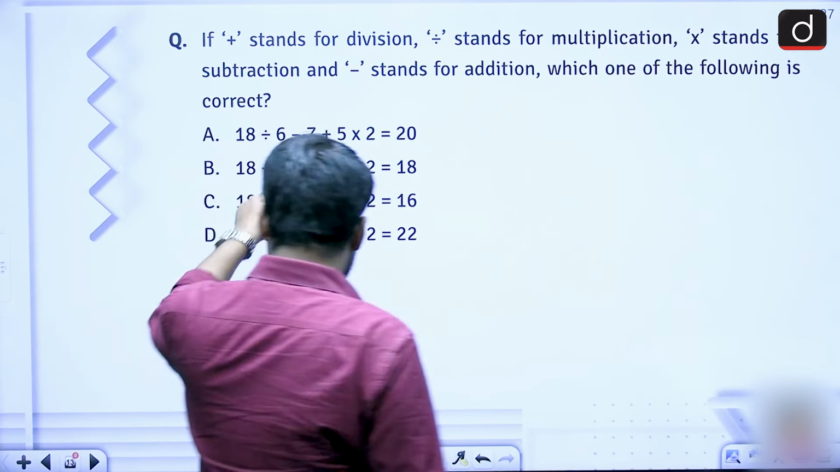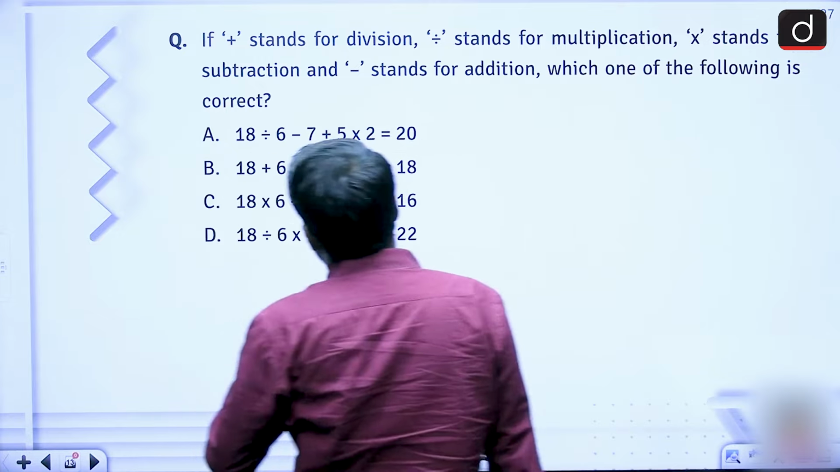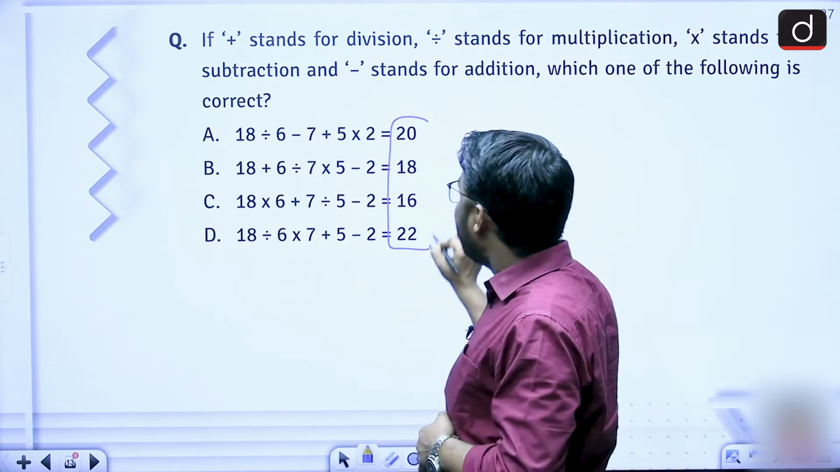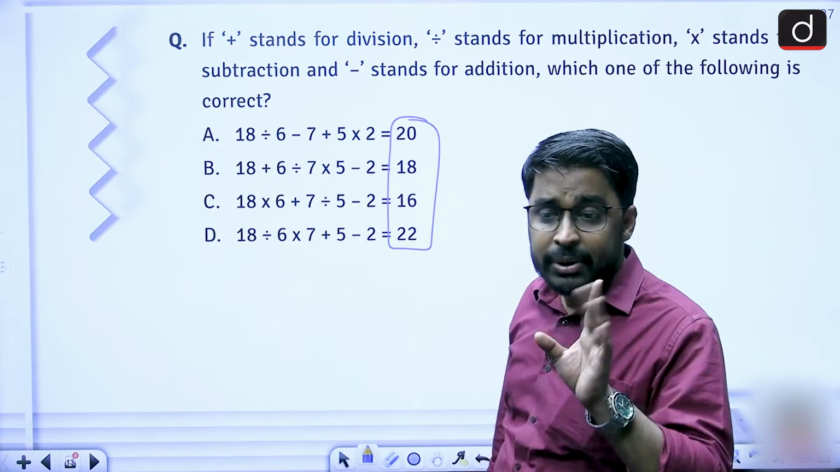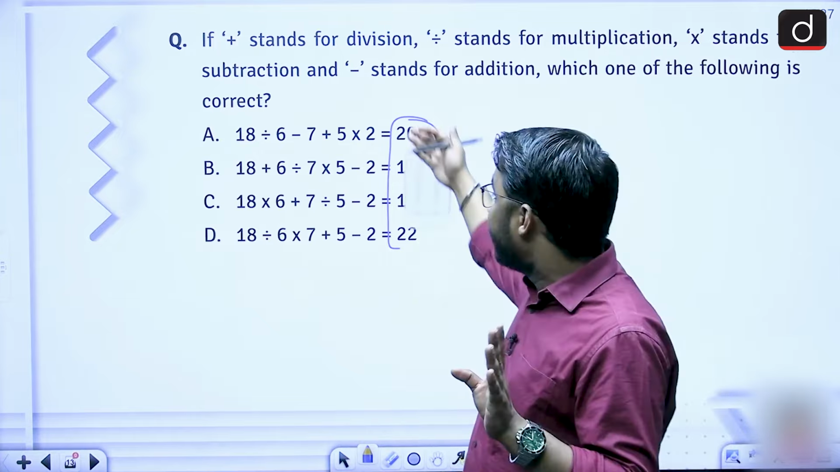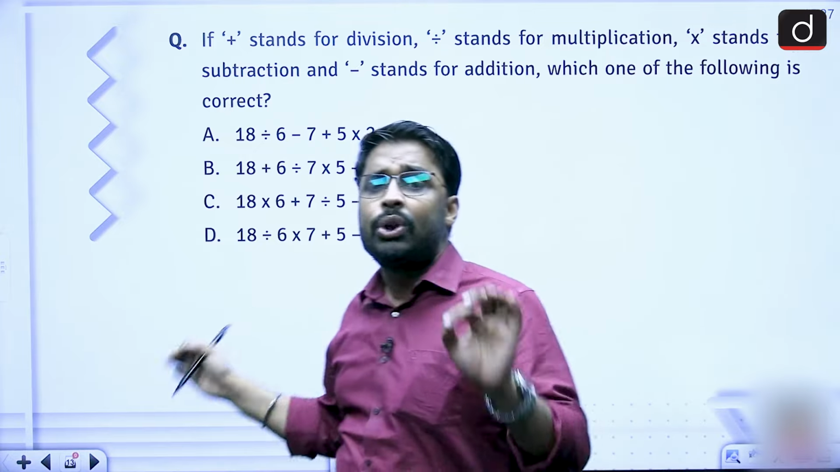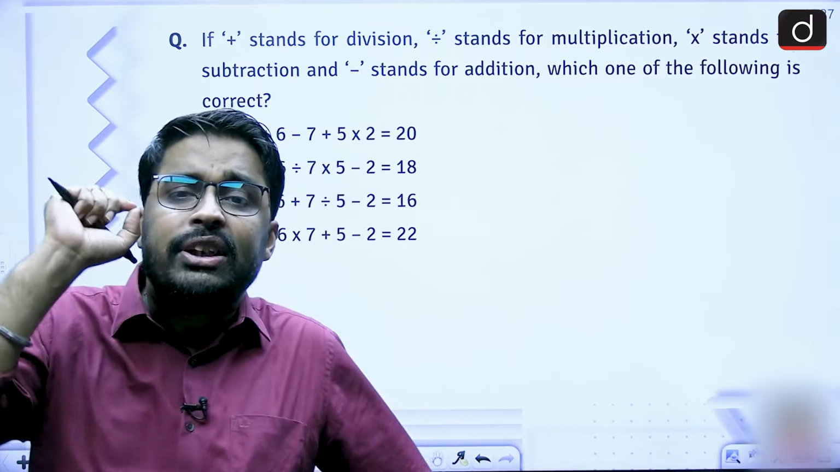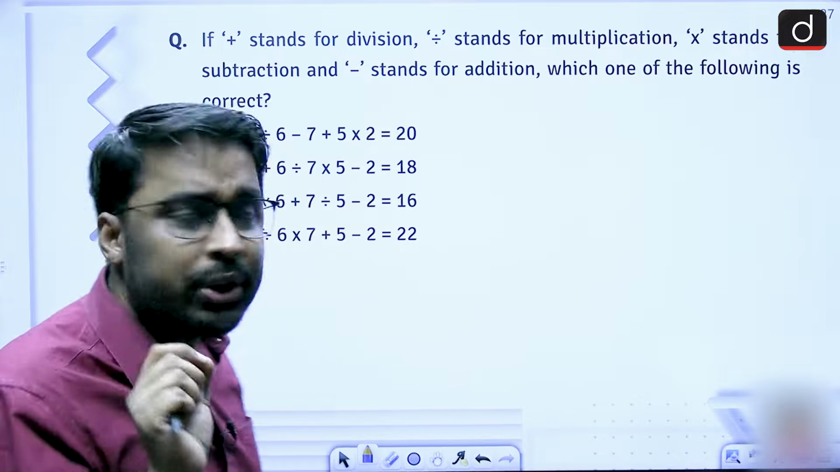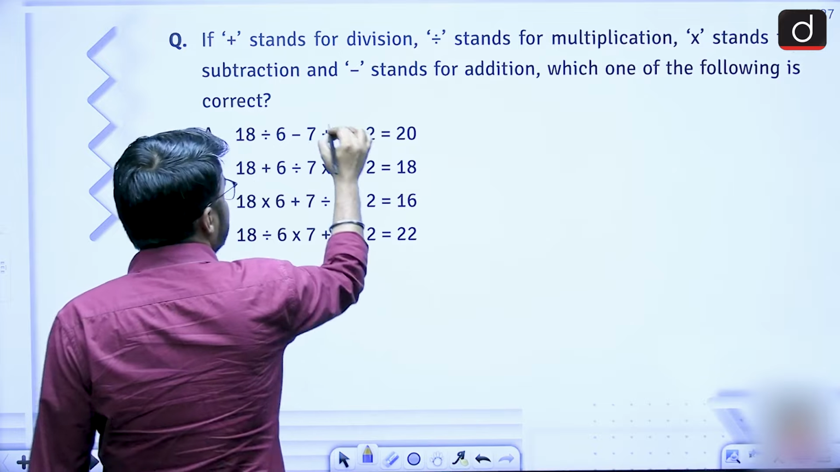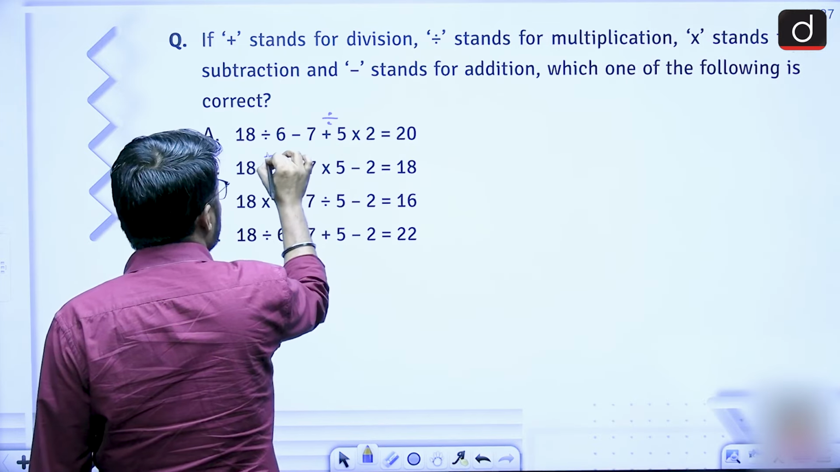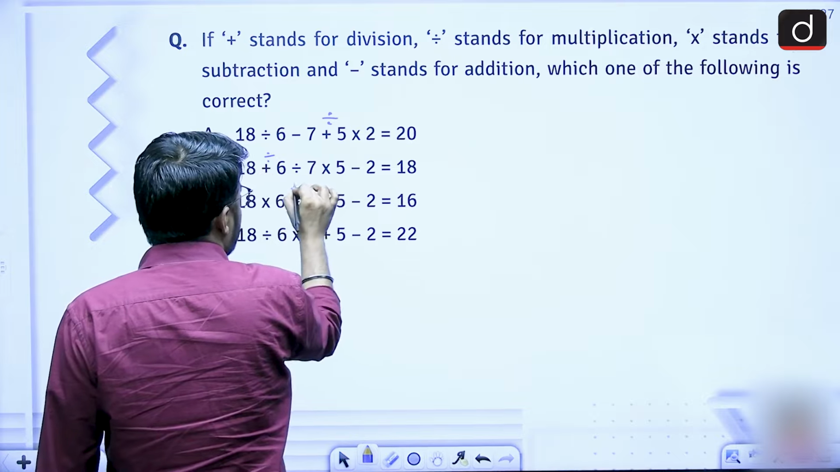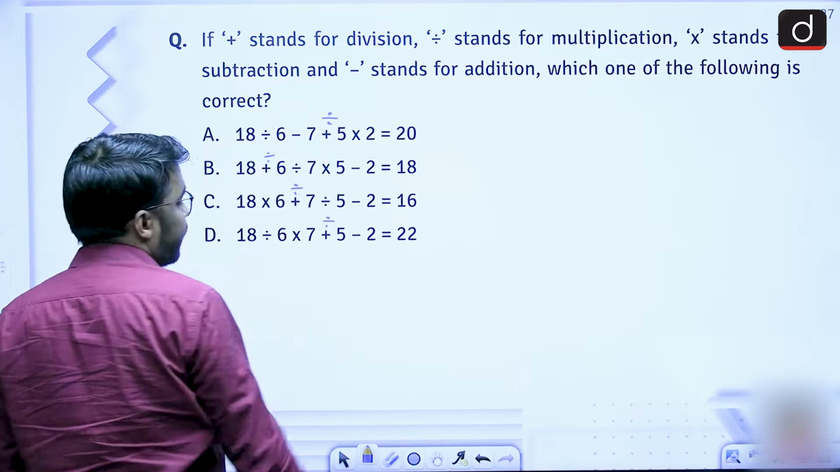See, for example, in this question, as I see on the right side of equal to, every time I had integers, that means my division should be complete. So right now, instead of solving the entire equation, I am going to solve only the part of the equation where divide is going to happen. Now plus stands for divide, so wherever you had a symbol of plus, replace it with divide.